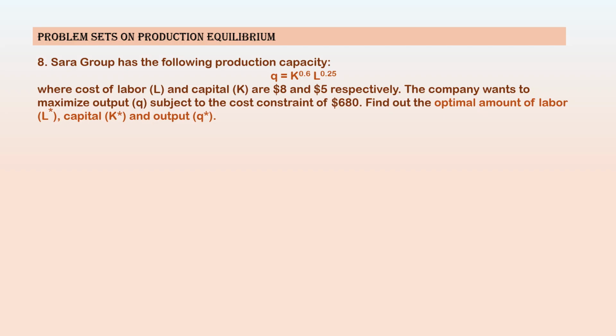Okay, so now when we first get a question, it's wise and very constructive to first understand the variables or the values that we have been given. So we know this is the product function, right? And we have been told that the cost of labor is $8, so this must be W, that is wage, and the cost of capital is $5, so this must be interest, which is R. And the company wants to maximize output subject to the cost constraint of $680. And as I've mentioned before, the cost constraint is C.